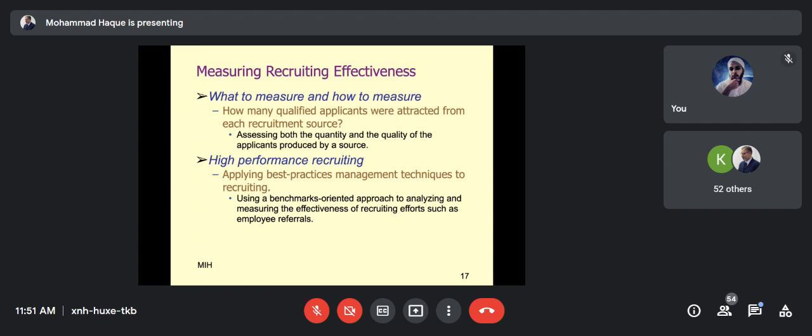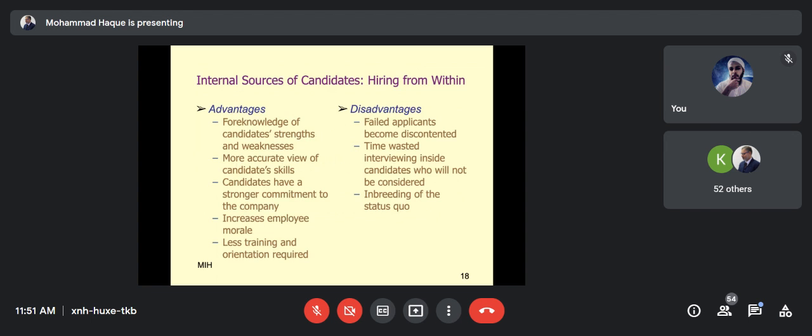In fact, if you look at premier institutions, major recruitment is through referrals, and recruitment even at the higher levels is mostly through the referrals. It is not being done through open market exercises. Now, internal sources has got both advantages and disadvantages.